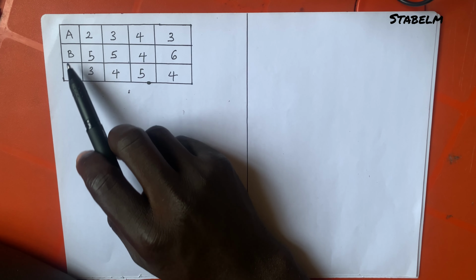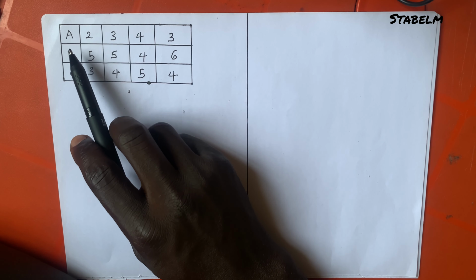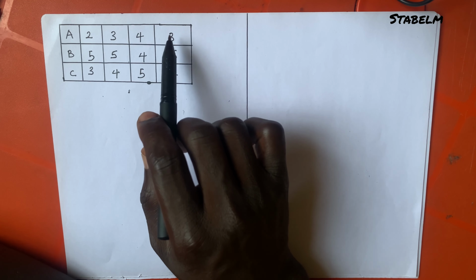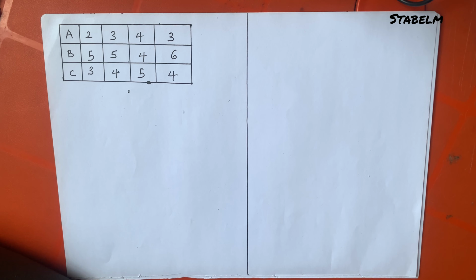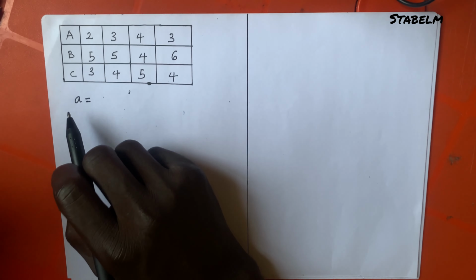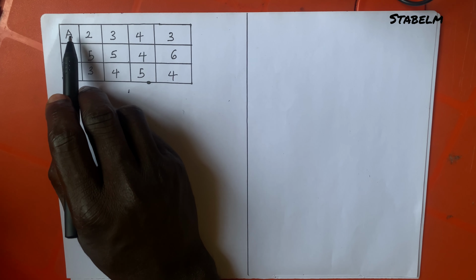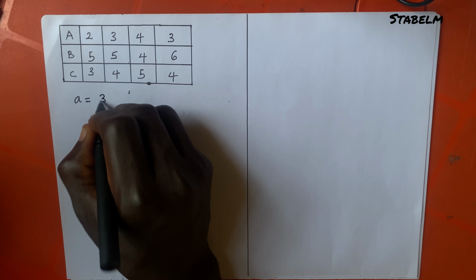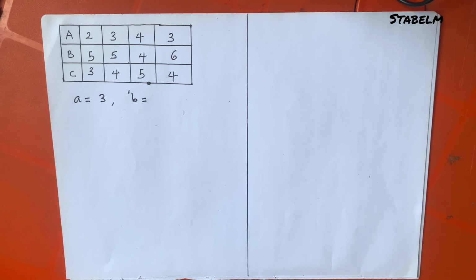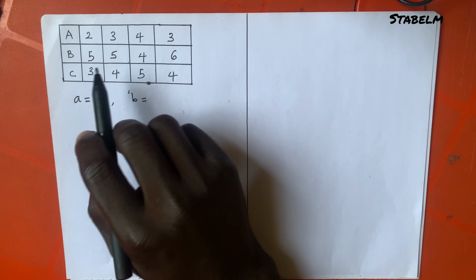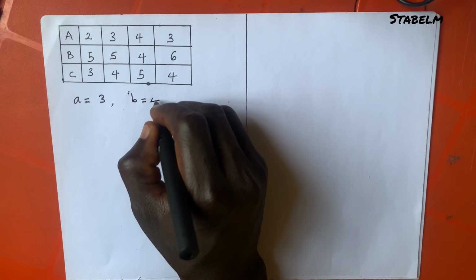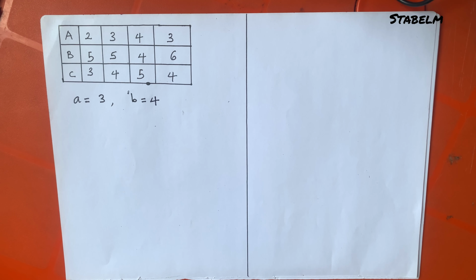Okay, let's look at this example. We have A, B, C, and each treatment contains 4 observations: 1, 2, 3, 4. So A, the number of treatments, equals 3. B represents the number of observations in each treatment, and we have equal observations in all the treatments. So 1, 2, 3, 4, therefore B equals 4.